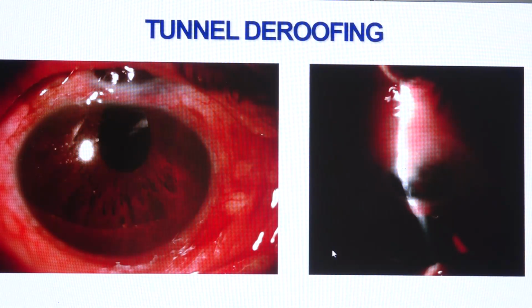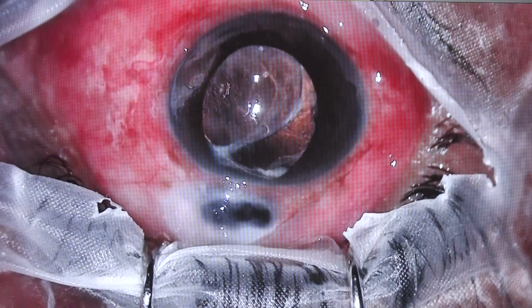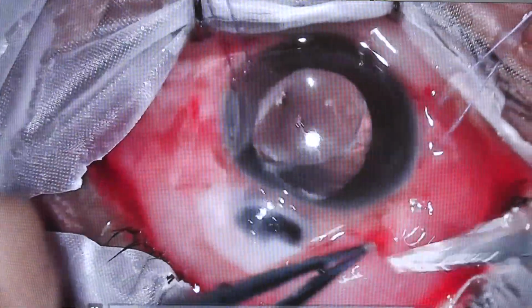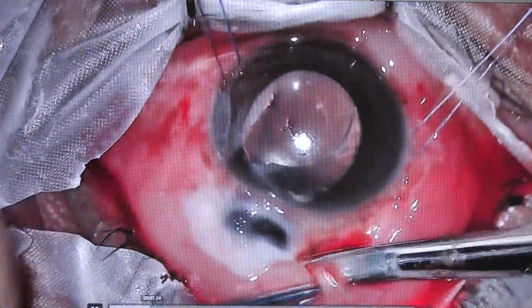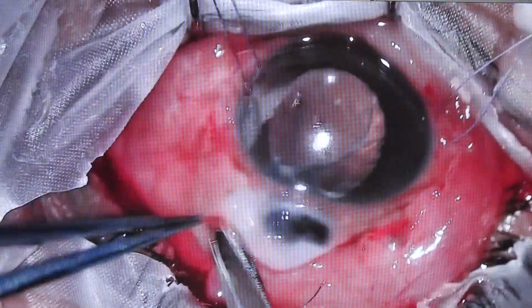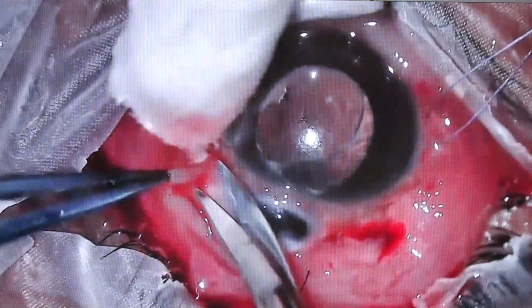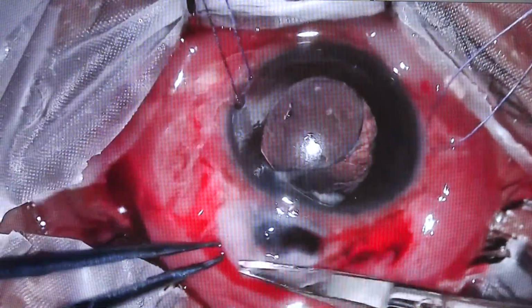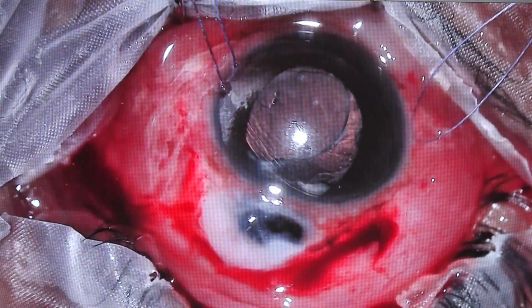This is a case post-SICS who had a tunnel deroofing, and it was just impending perforation. You could see the anterior chamber from the superior aspect. And so here, as I started the surgery, there was a perforation. There's no history of trauma. His IOL has been placed like that only since the beginning.